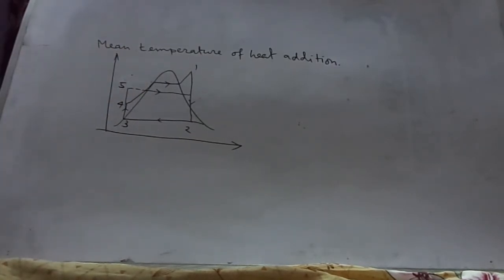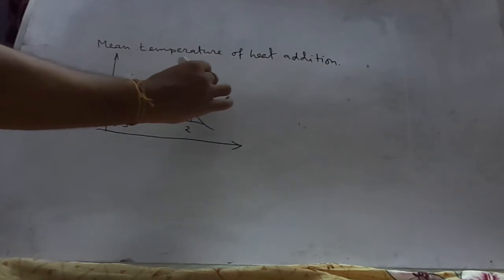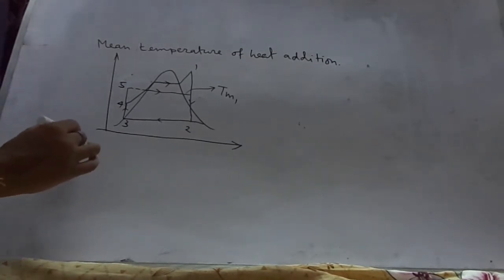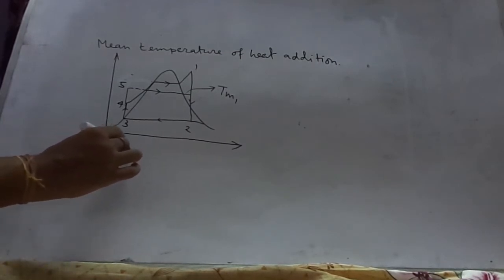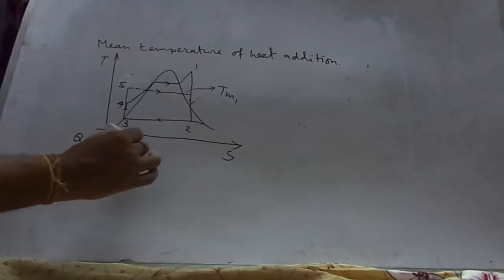So the mean temperature of heat addition, here Tm1, that is the mean temperature of heat addition. Q1 is equal to H1 minus H4. Okay, this is your temperature, this is your entropy. Q1 is equal to H1 minus H4, that is equal to Tm1 (S1 minus S4).